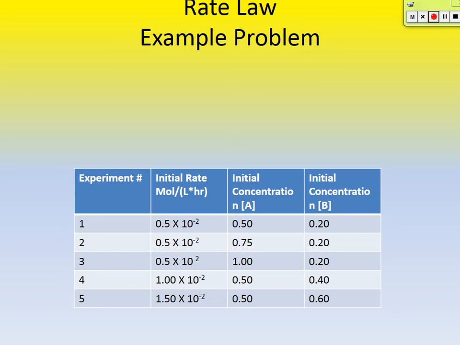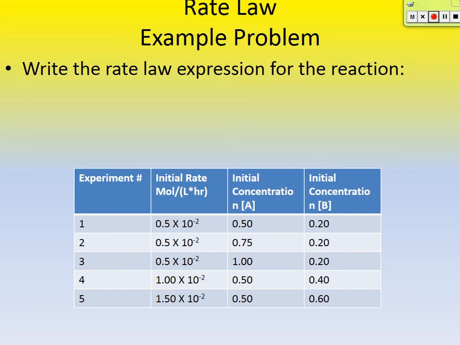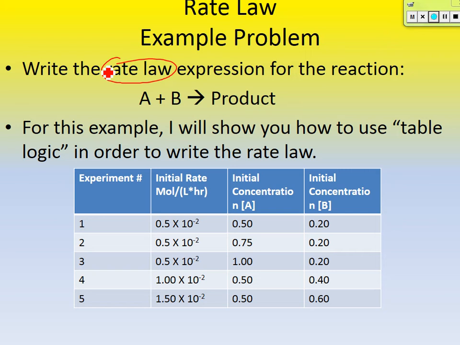This is in your guided notes. I would like to see you guys write down on this example problem everything that I'm about to write down. This is a little more complicated, okay? So, rate law example problem, let's get to it. It says write the rate law. So I need to write the rate law expression for this reaction: A plus B goes to some product. And it says, for this example, I will show you how to use table logic.